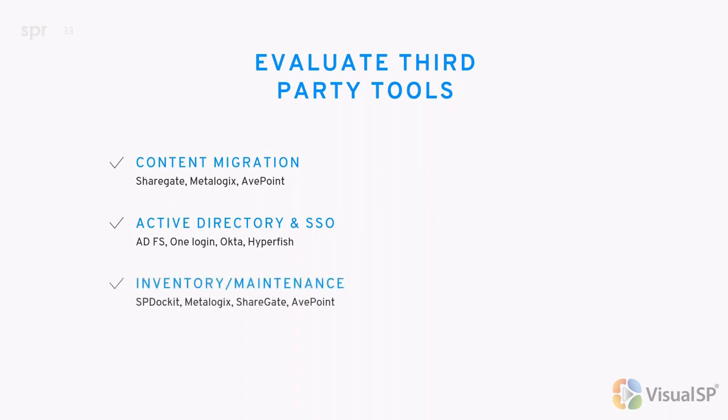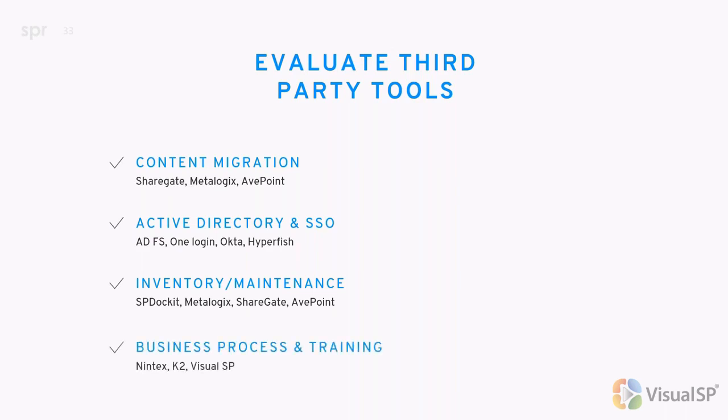There's also inventory and maintenance. So SP Docket helps do some analysis of how your environment's set up and compares it to best practices and so on, so you can make adjustments as needed. And then, of course, Metalogix, ShareGate, and AvePoint do that as well.